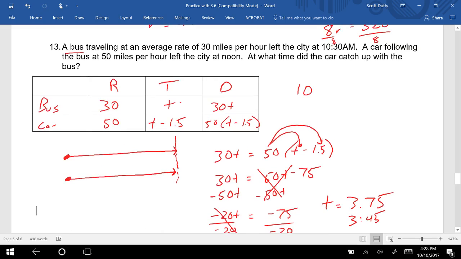10:30 is when it started, and then we're adding 3 hours and 45 minutes. Going 10:30, 11:30, 12:30, 1:30, that's 3 hours, and then add another 45 minutes, and you are at 2:15 p.m.